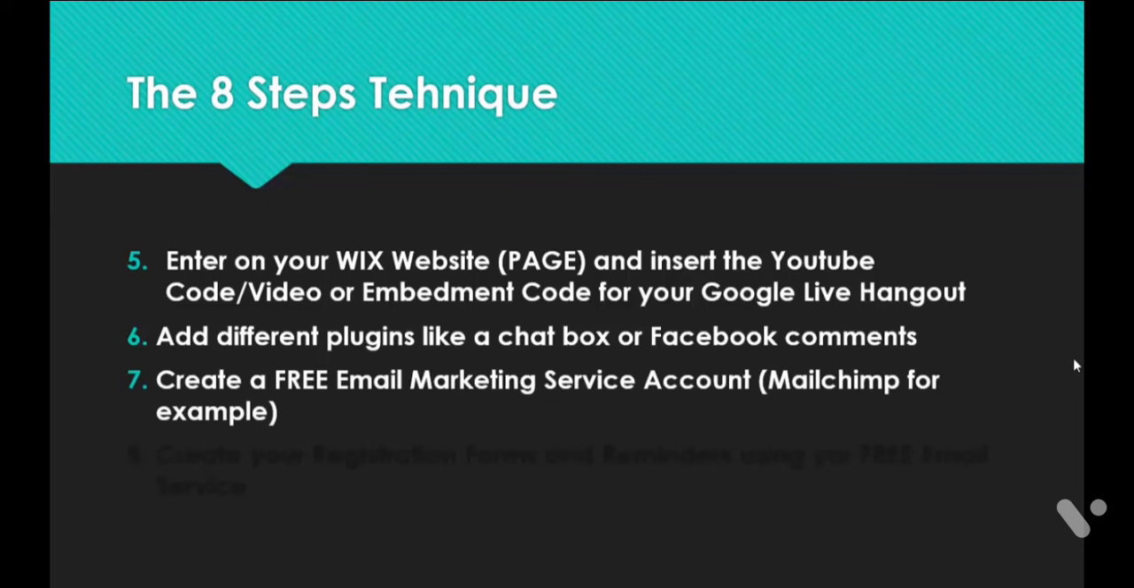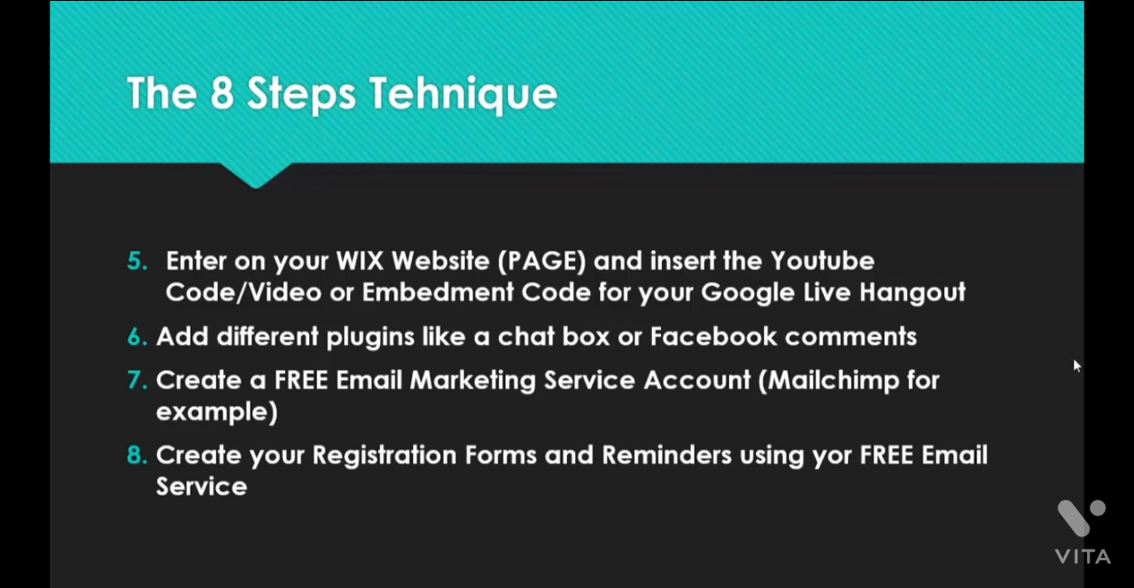Then you can create a free email marketing service account. Actually, if you want to have the whole package with registration forms, landing page, and reminders for your webinar, you need to create a free email marketing service. You can use MailChimp for that purpose. After you create this email marketing account at MailChimp, for example, you can create a registration form for your webinar, and you can set up an autoresponder sequence of emails to send to the people that register to participate at your webinar. And that's about it. This is the 8 steps technique.